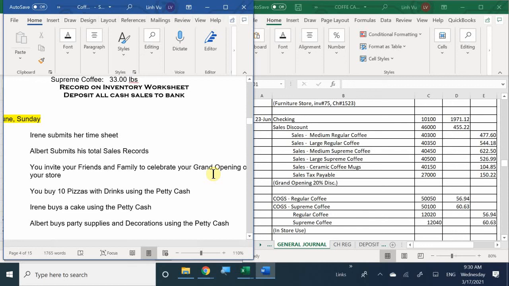So Irene has submitted, right? Right now, it is Sunday the 23rd. So she's submitting her timesheet to me. Okay. What else? Albert as well. So is there any transaction that I can do here? No, not yet, because once again, we're not going to process payroll just yet. So Irene is done. What about Albert?